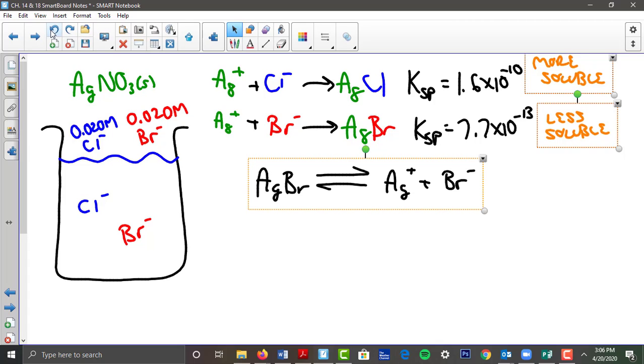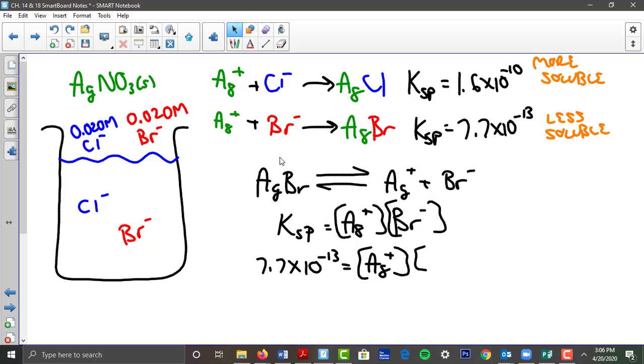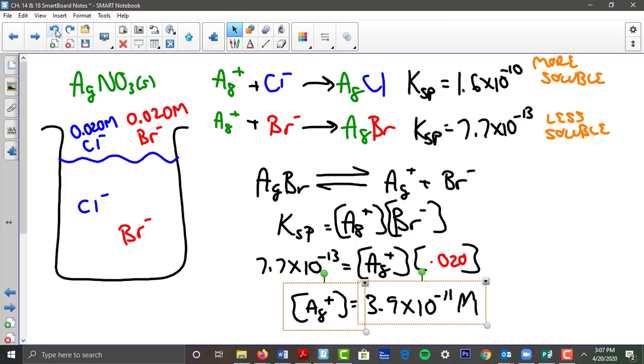Well, let's start with the silver bromide first. If we start with the silver bromide, KSP equals silver times bromide. The KSP is 7.7 times 10 to the negative 13. I already know what the concentration of the bromide is in the solution. It was 0.020, which was in blue over here on the left. So I can solve the concentration of the silver ion necessary to form the precipitate. So silver is going to form a precipitate when the silver ions reach a concentration of 3.9 times 10 to the negative 11th molar.